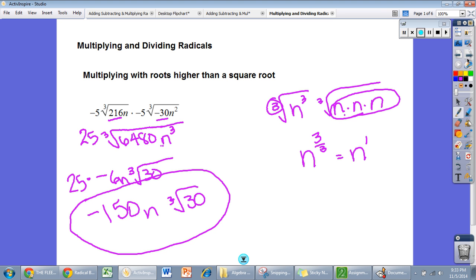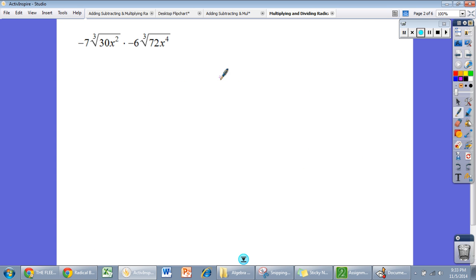Alrighty, let's go on to our next one. Okay, just like before, we have 2 cube roots we're multiplying together, so let's begin by multiplying a -7 times a -6, and we get positive 42. And the cube root, we're going to multiply what's inside times what's inside. So 72 times 30, 2,160. X squared times x to the fourth, same base, add your exponents. That would be x to the 6th.